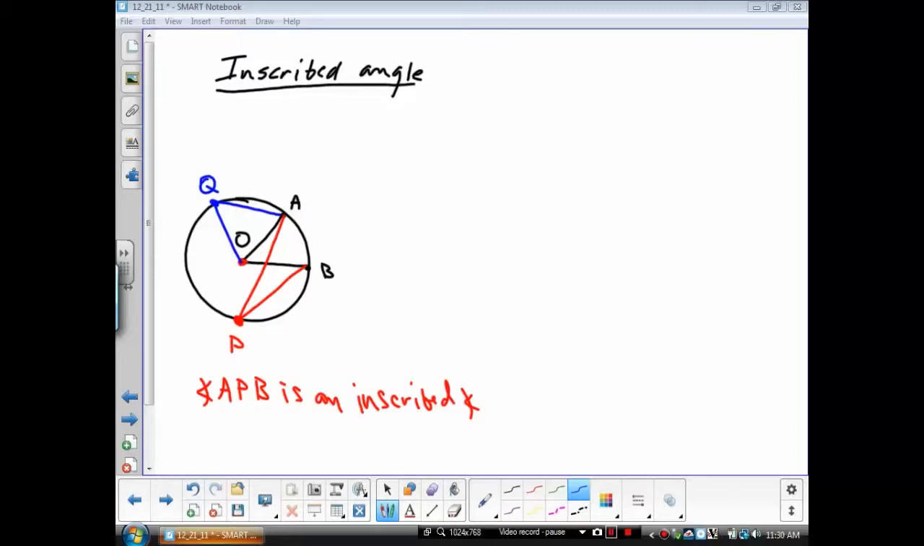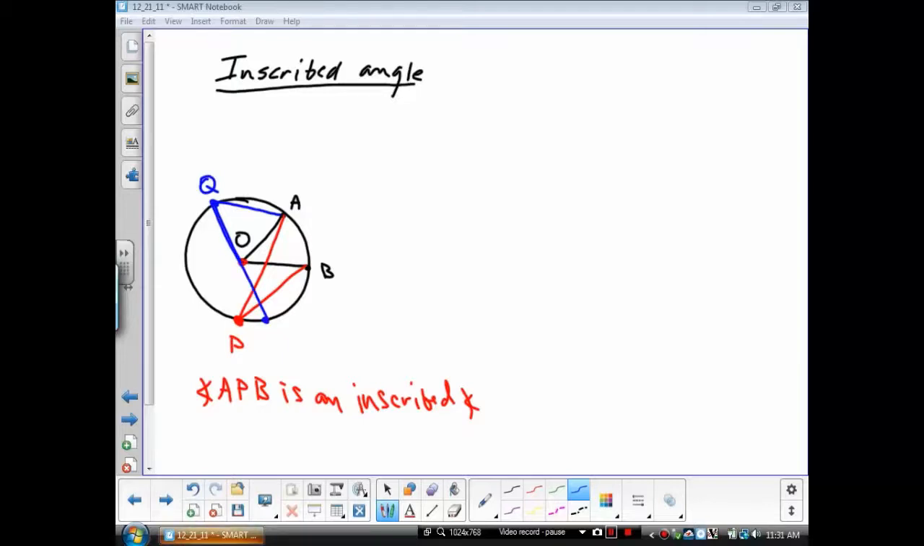The reason why it's not an inscribed angle is because the two sides have to be chords. QA is a chord, but is QO a chord? No. A chord has to have its endpoints on the circle.